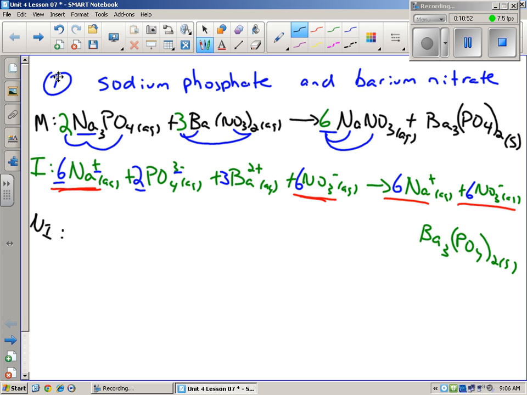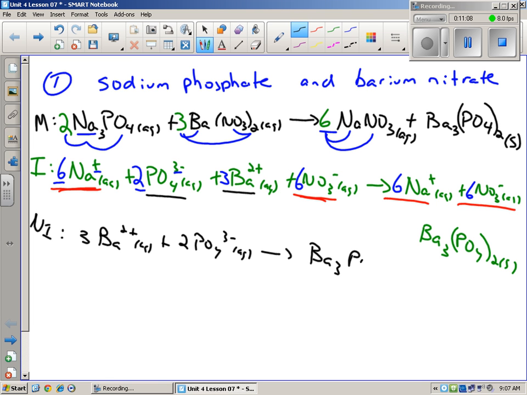And so your net ionic equation, therefore, would be, I'm going to write the barium one first here, so 3 barium 2 pluses, and 2 phosphates, gives you barium phosphate. Like so, and you're done, okay? 3 bariums, 2 phosphates, combined together give you that solid.